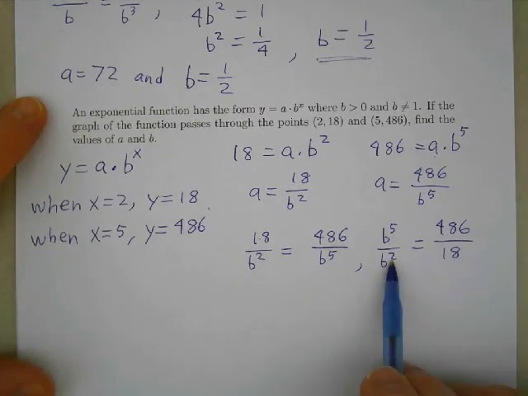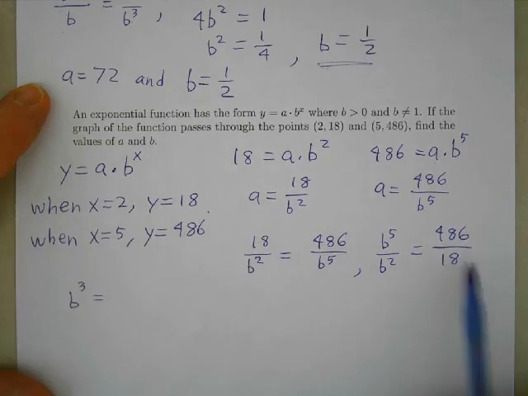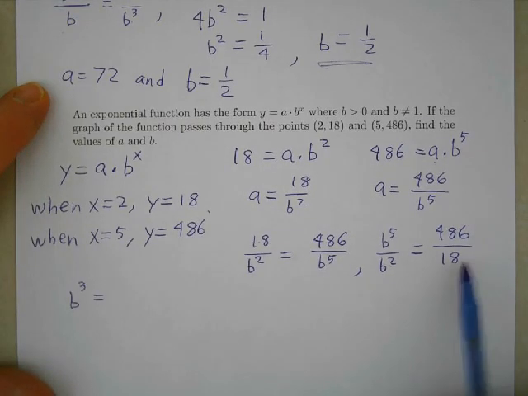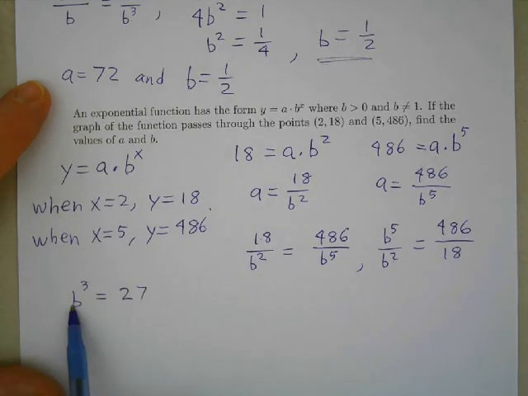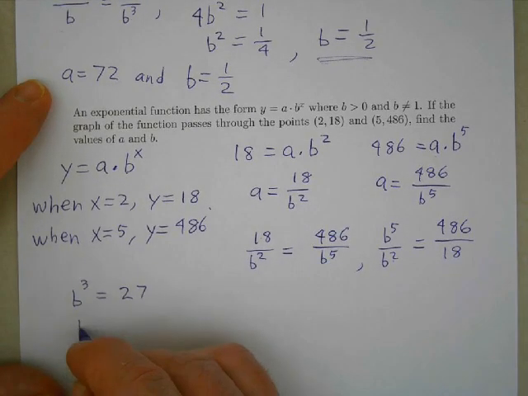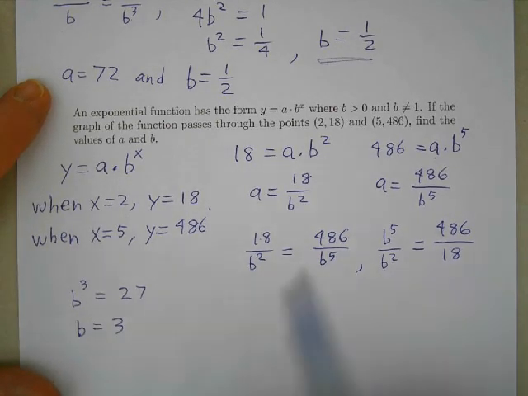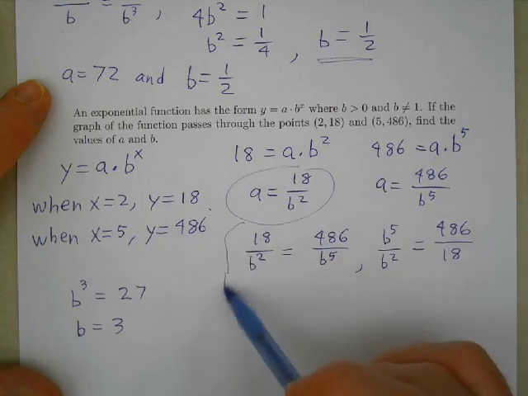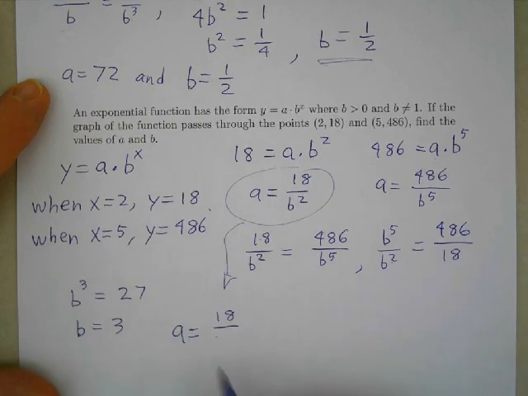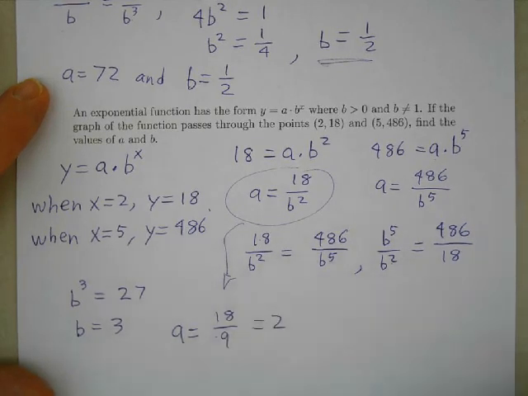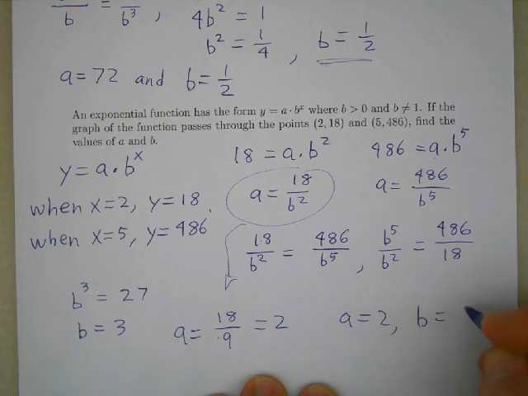And b to the 5th divided by b to the second is b to the third. And 486 divided by 18 is just 27. And so if b to the third is 27, b is equal to 3. And then to find a, we'll just use the easiest one. a is equal to 18 divided by 3 to the second, or 9, or 2. So a is 2 and b is 3 on that one.